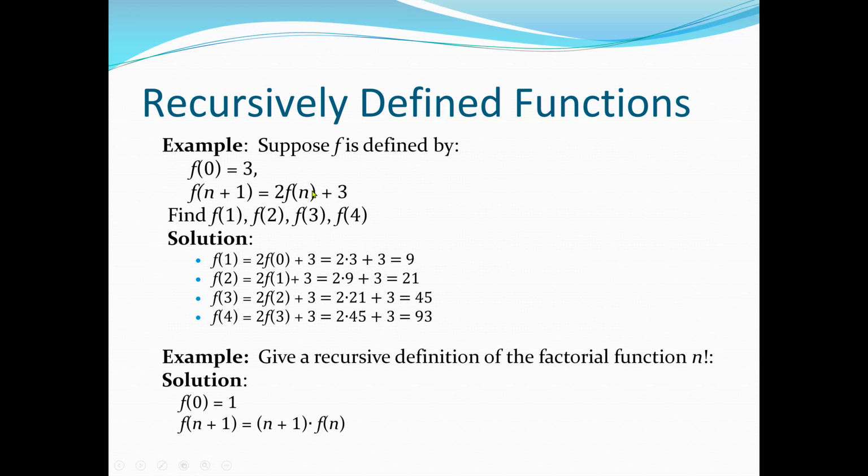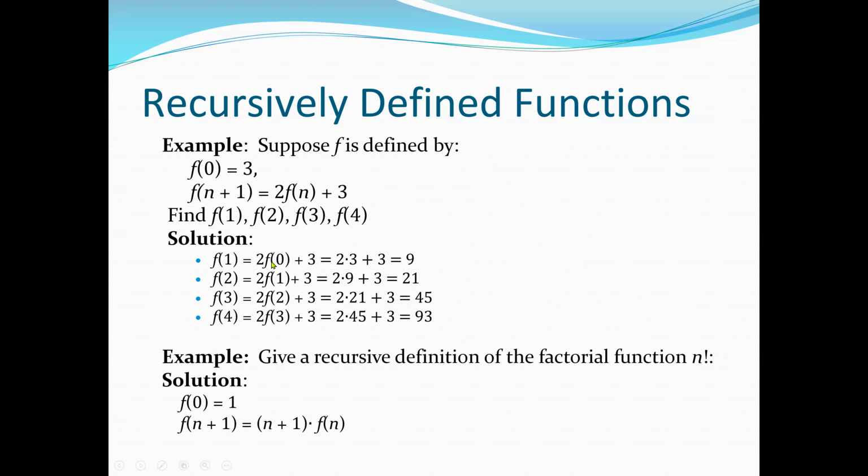Now, from this definition, we saw that f at n plus 1 will be 2 f at n plus 3, which means every run we are going to add 3. So here, to find f at 1, it will be 2 f at 0, because 0 comes before the next value. So 2 f at 0 plus 3.